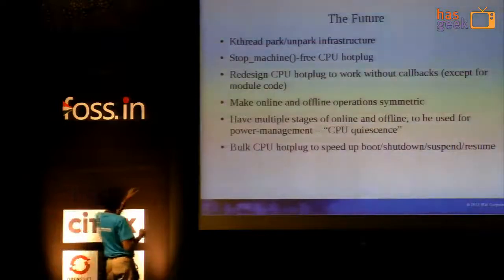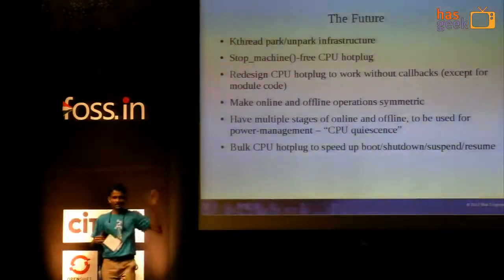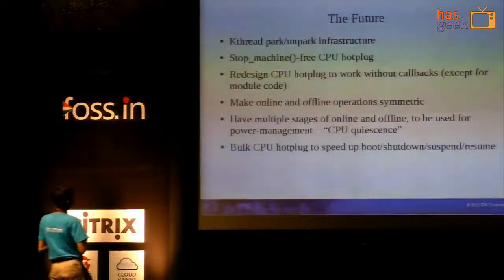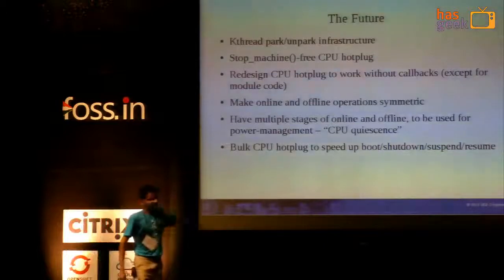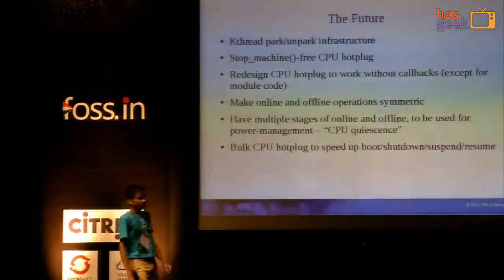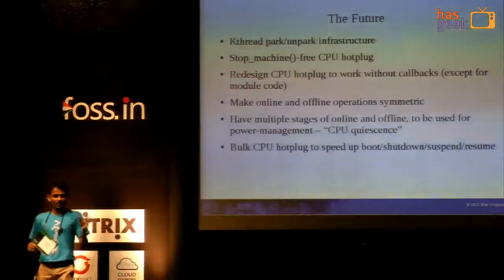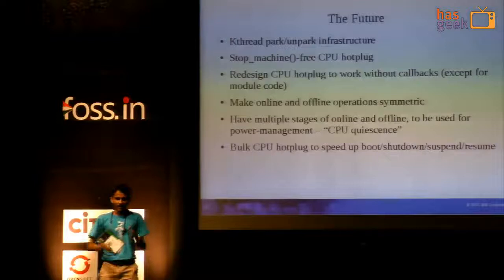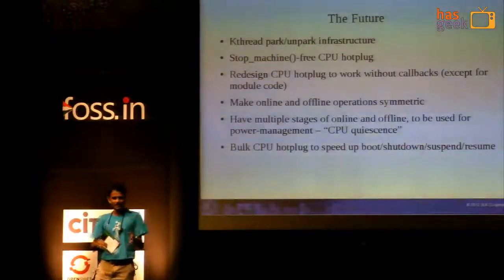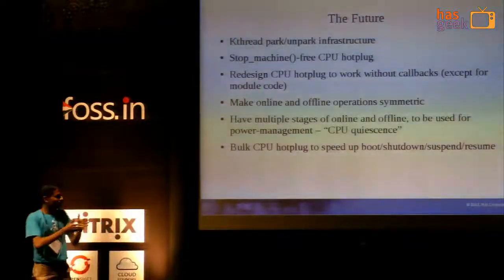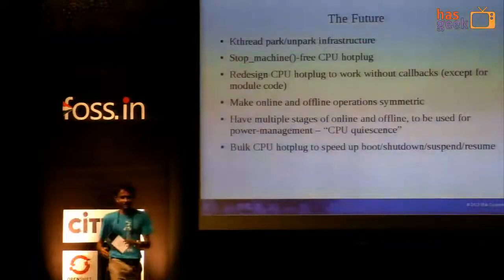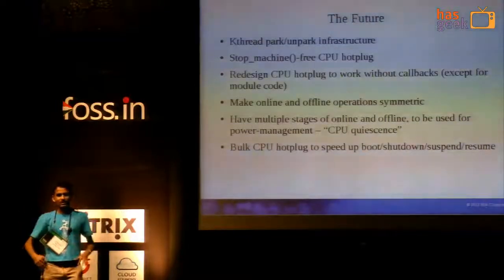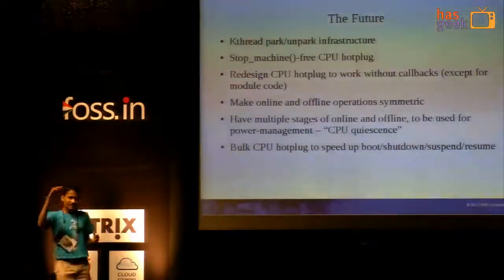Most of the operations in online and offline are symmetric, but some are not. We want to make it symmetric, because that enables the next thing: having multiple stages of online and offline. Now all you have is binary: either it's online or it's offline. For power management kind of use cases, you might not need full offline. All you need is, okay, I don't want tasks to run, but if interrupts come, I'm going to handle them. So there are different stages of CPU quiescence. You can have a state machine saying, okay, I'm at full online, half the power, and so on, and finally offline. Then you can actually use parts of it.